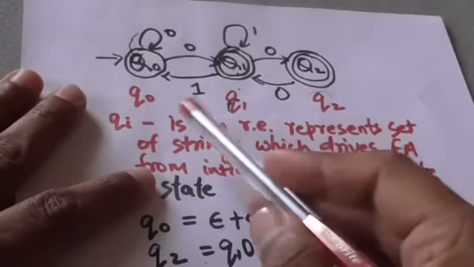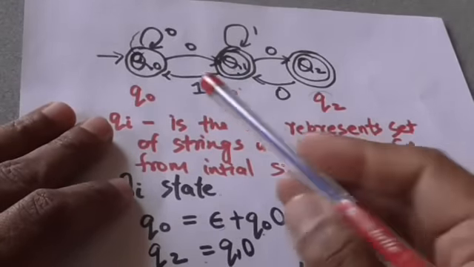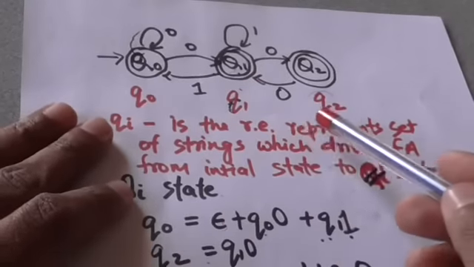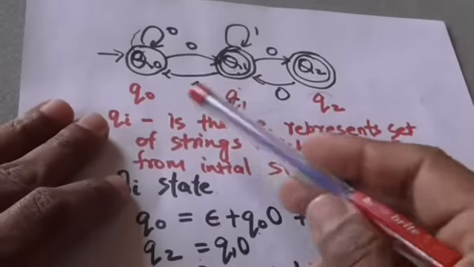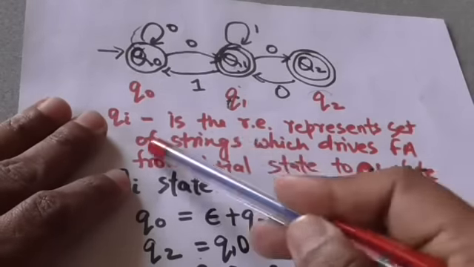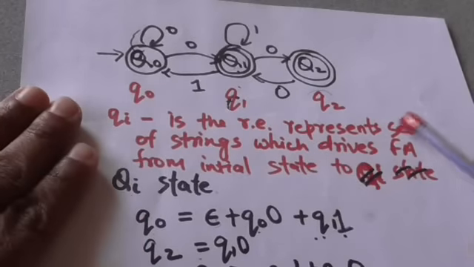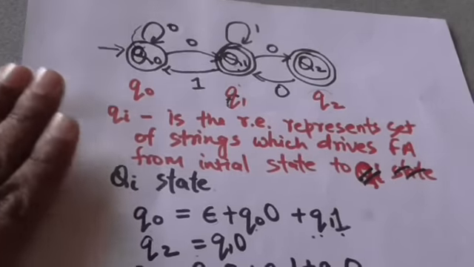Now, what do these regular expressions signify? Qi is a regular expression. Here Qi is the regular expression which represents the set of those strings which drives the finite automata from its initial state to the Qi state. Right.